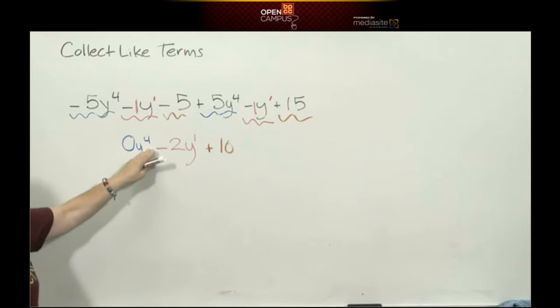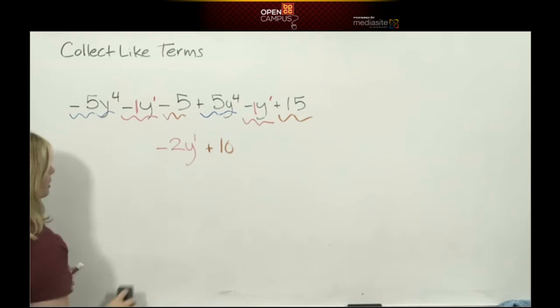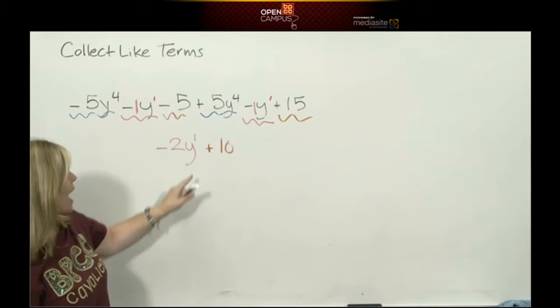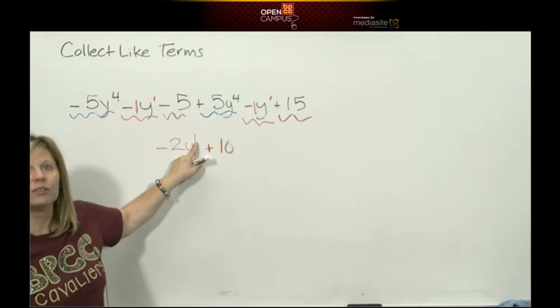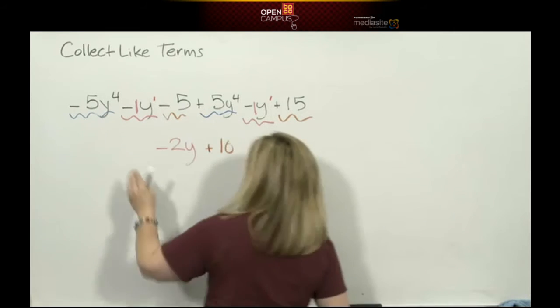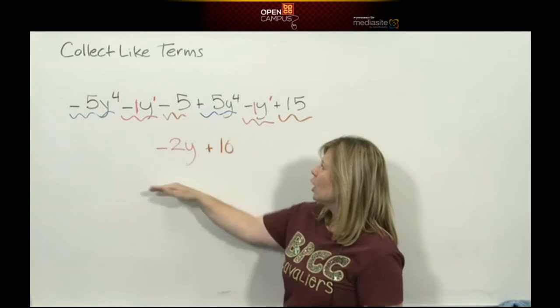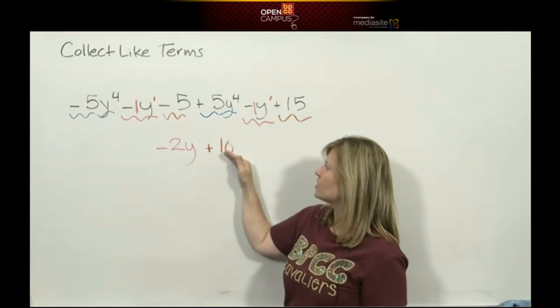Now, this is written in the correct descending order, but we do not need to write 0y to the 4th, because that means there are no y to the 4ths. So that is not necessary. We also do not need to write an exponent of 1. You will never see an exponent of 1 written in algebra. So when we take this polynomial expression and collect like terms, we get negative 2y plus 10.